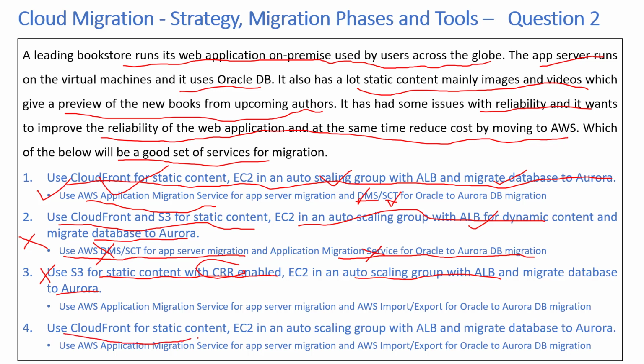Finally, use CloudFront for static content, EC2 auto-scaling, and ALB to migrate the database to Aurora. Yeah, so this seems like a good fit. Now let's look at what are the tools that we have. Use AWS Application Migration Service for app server migration. Yeah, this works. And then use AWS import export for Oracle to Aurora DB migration, which is not correct because you have to do the schema conversion. So for that you will need the SCT tool. So this option is incorrect.